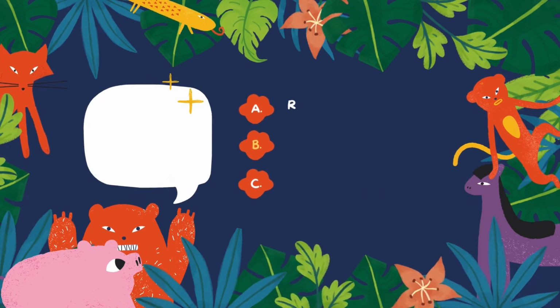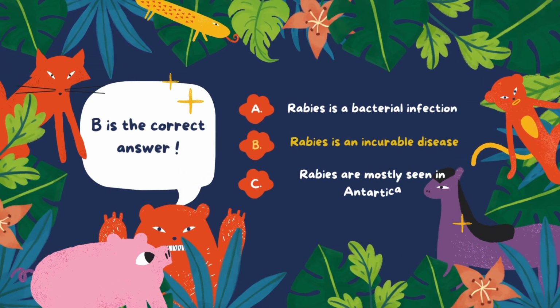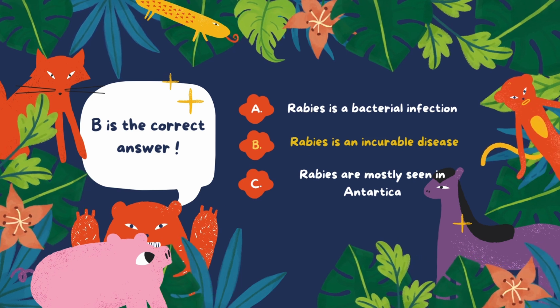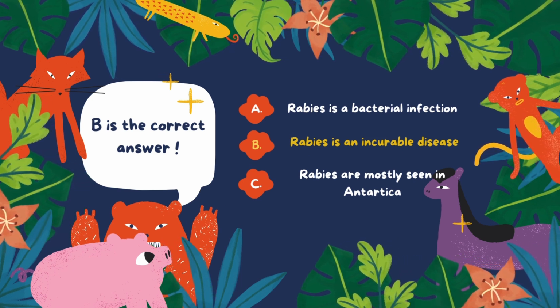The correct answer for this question would be B. Rabies is an incurable disease. This is because rabies affects a mammal's nervous system, ultimately spreading to the brain and causing death.